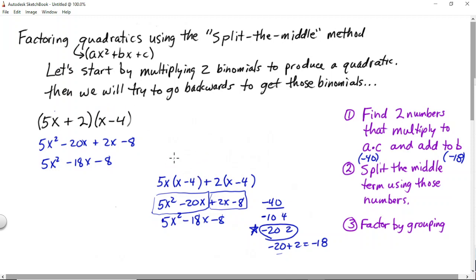So if we look at what we have at this step, we can factor out this x minus 4 from each. We could think of this as a term. Okay, and this sort of like a term, with the x minus 4 being something that can factor out of each of those. So we factor x minus 4 out of the first one, it leaves 5x. We factor x minus 4 out of the second one, it leaves 2. And that's it. We went backwards.